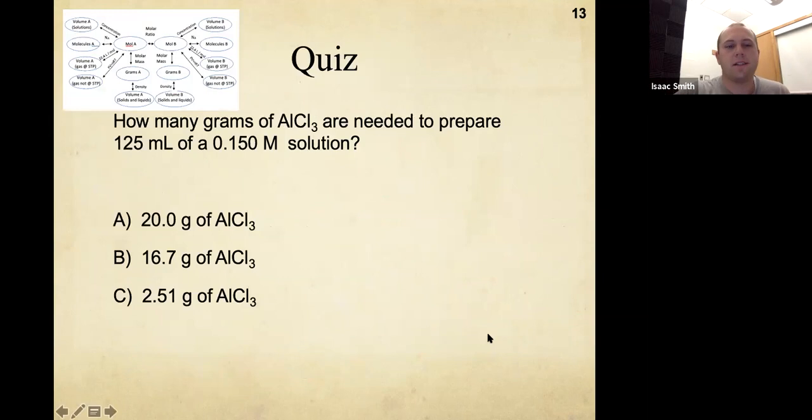Go ahead and pause the video and try this quiz. I put the stoichiometry map up in the top left because I think it can help, and I think a lot of you are using it, so that's good to know. All right, so the question says, how many grams of aluminum chloride are needed to prepare 125 milliliters of a 0.15 molar solution?